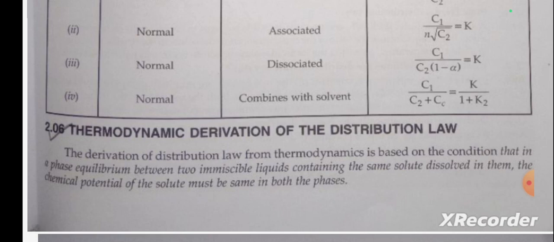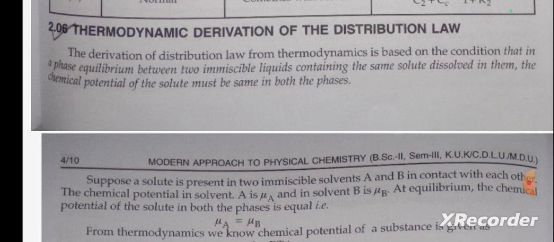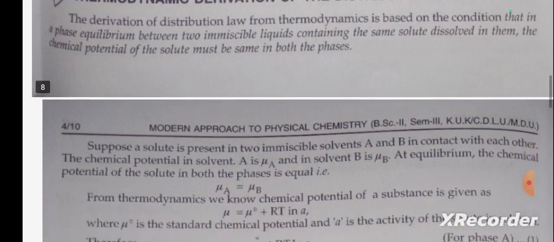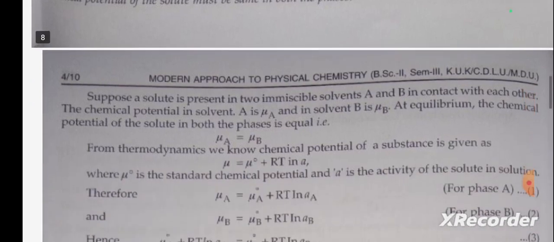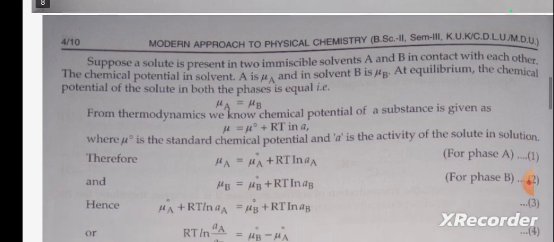Thermodynamic derivation of the distribution law. The derivation of the distribution law from thermodynamics is based on the condition that in a phase equilibrium between two immiscible liquids containing the same solute dissolved in them, the chemical potential of the solute must be the same in both phases. Suppose the solute is present in two immiscible solvents A and B in contact with each other. The chemical potential in solvent A is mu A and in solvent B is mu B. At equilibrium, the chemical potentials of the solute in both phases are equal: mu A is equal to mu B.